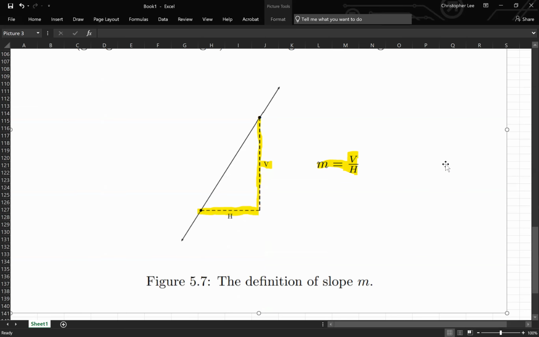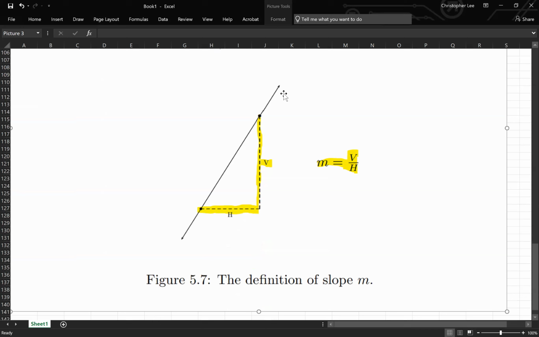All right. So long story short, I have a line right here. I want to measure this slope, right? So the slope M is going to be the vertical line divided by the horizontal line. That's it.